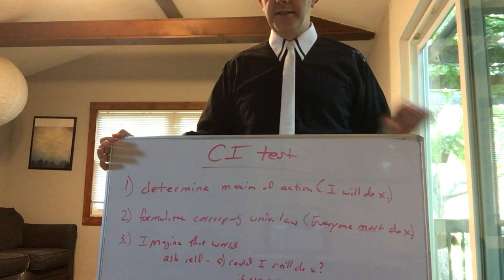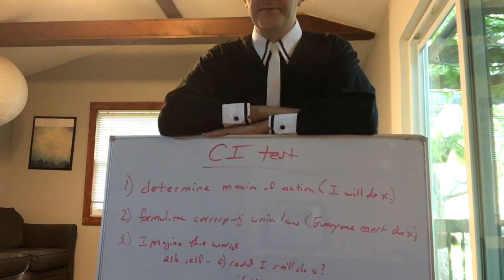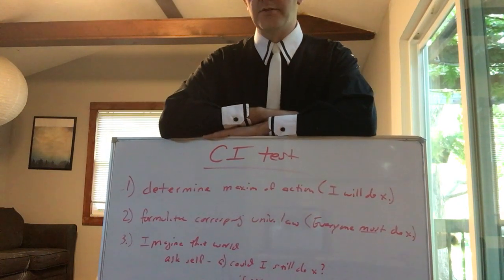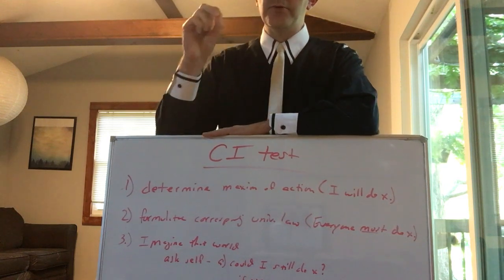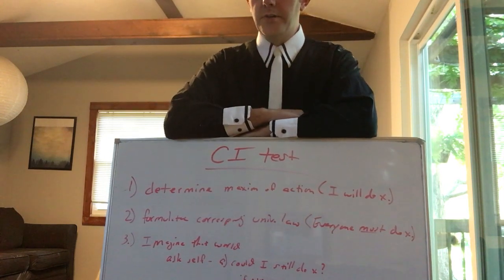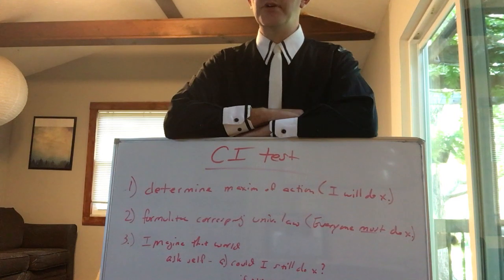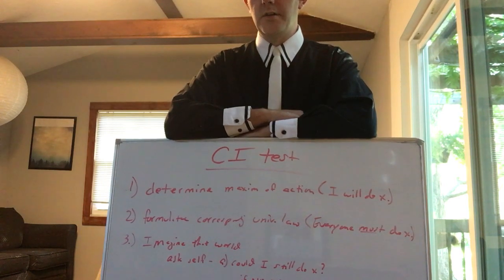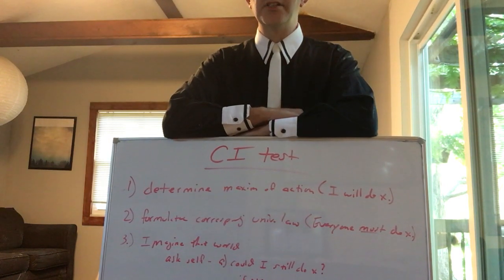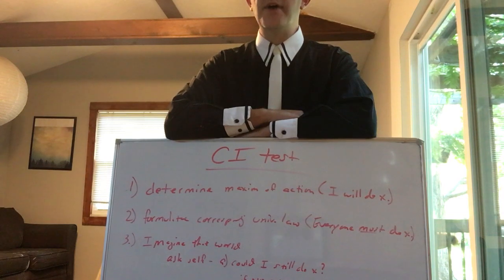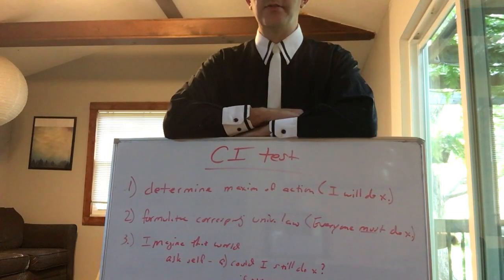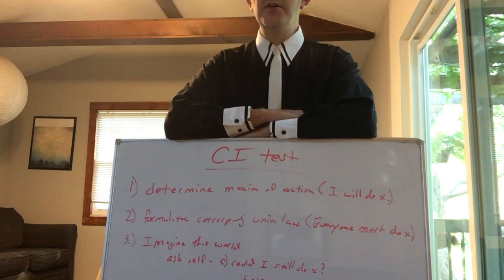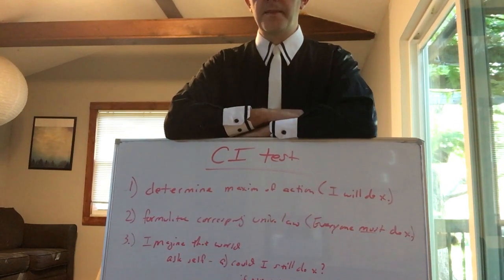All right, so the CI test. Step 1, determine the maxim of your actions. I will do X. Now notice, it is not I will do X in order to accomplish Y. That focuses too much on the consequences, too much on the results. We're not worrying about results, we're trying to get to intention. I will do X. It's not I will lie to Grandma to save her feelings. You know what you're really doing. You're lying to Grandma. So I will lie.